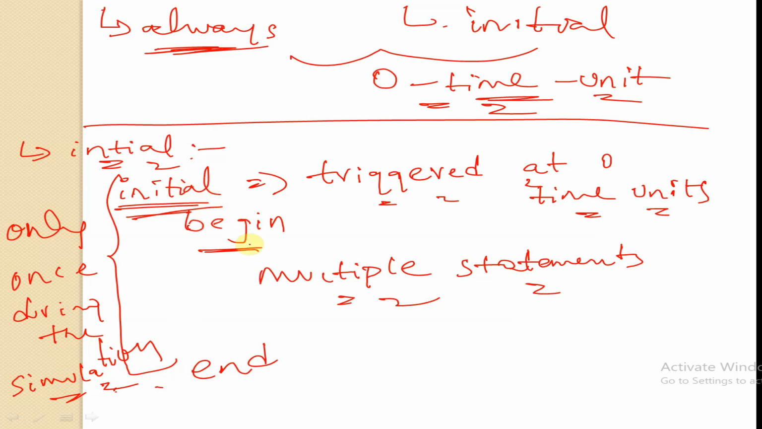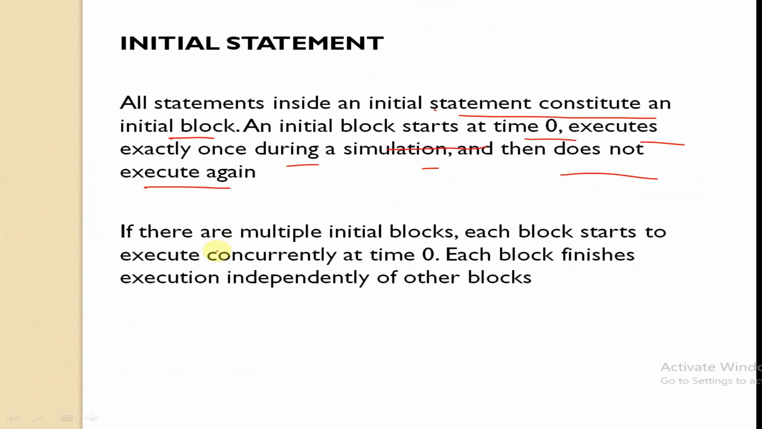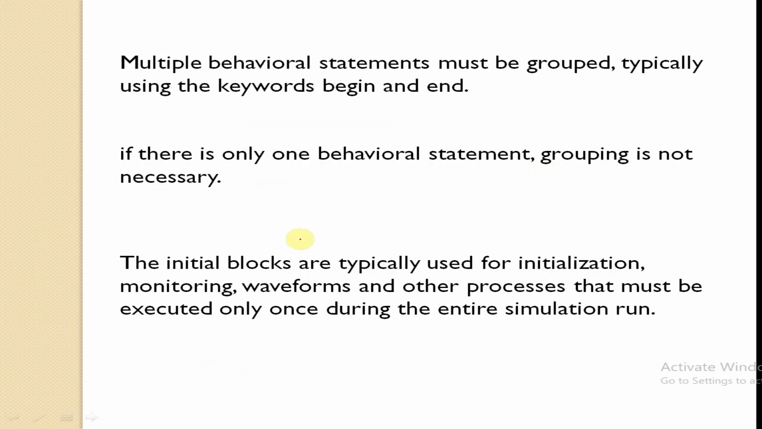All the statements inside this initial block will be executed only once during the simulation, and this initial block will be triggered at 0 time units. So if there are multiple initial blocks, each block starts to execute concurrently at 0 time units, and each block finishes executing independently of other blocks.